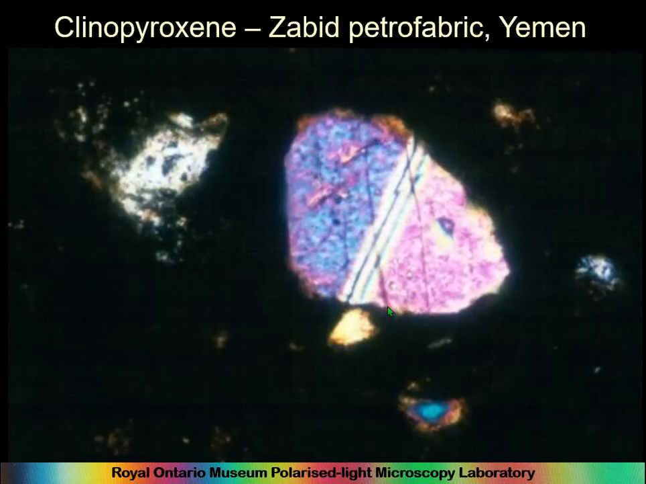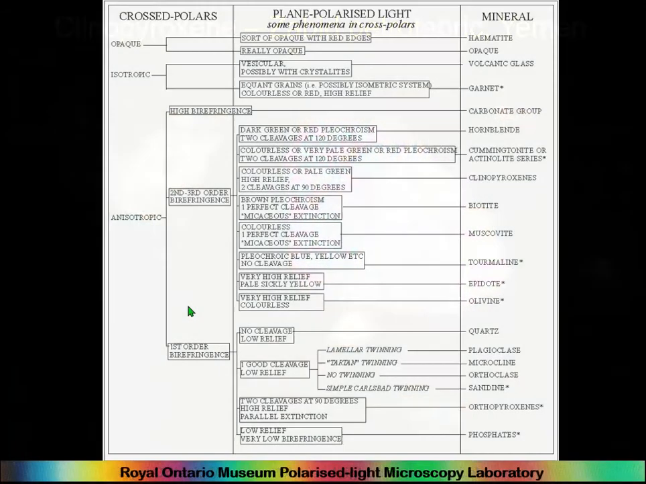Here's one actually in a piece of pottery. You can see here cleavages. The one going the other direction isn't very clear, but you're getting there. And so now we come to relief.